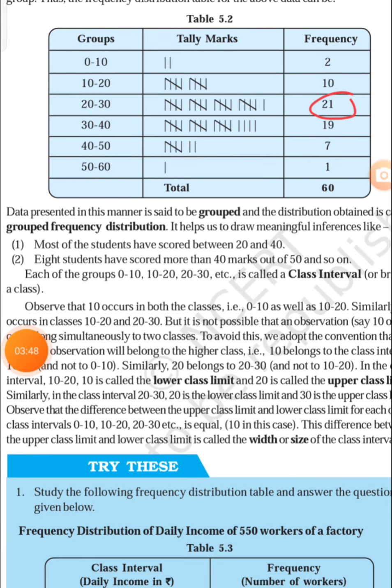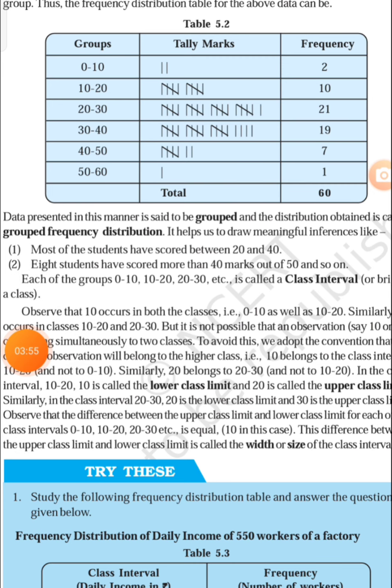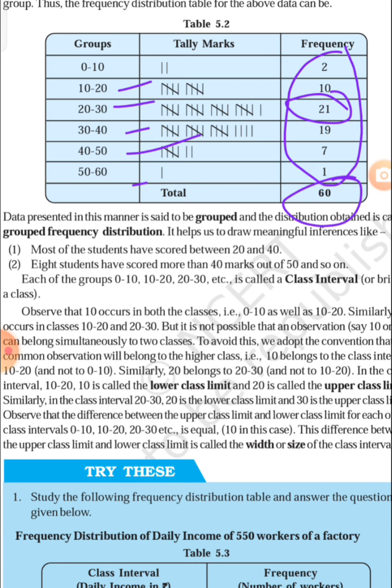Now see here how many students are getting marks between 0 to 10. There are 2 students getting marks between 0 to 10. So 2 is the frequency for that group, and 2 is its tally mark. Similarly for 10 to 20, 20 to 30, 30 to 40, 40 to 50, 50 to 60. 21 is the highest of these frequencies, and if you add all the frequencies you will get a total of 60, because the total number of students is 60.